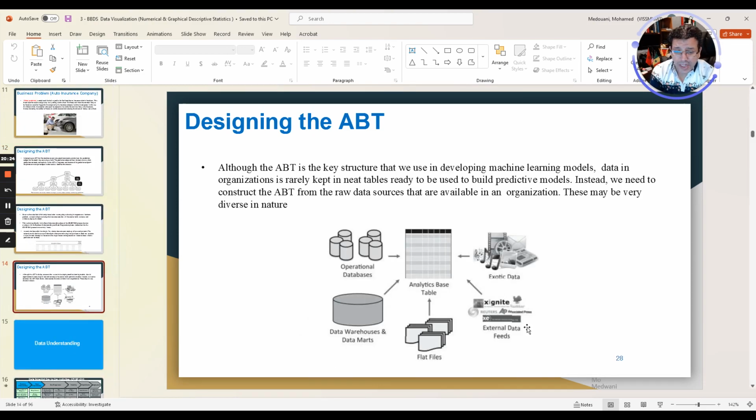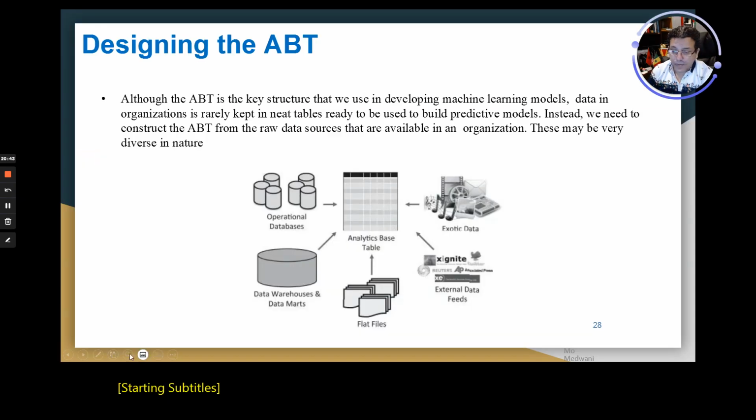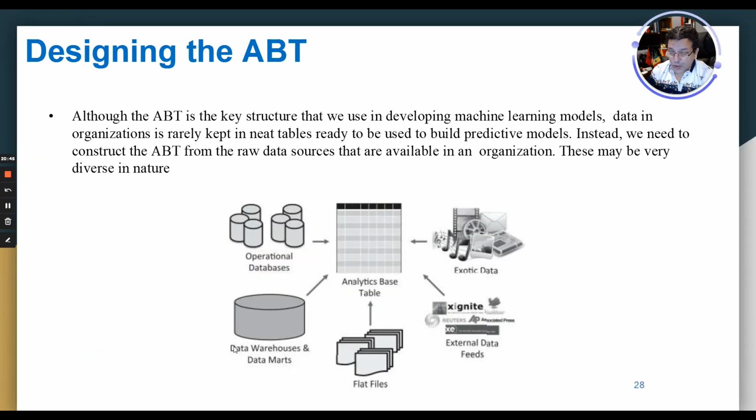And data could be anywhere. It could be in operational databases, in a data warehouse, in flat files, or in external data sources. It could be anywhere. The ABT is what you are going to use to collect the data from different sources and store it in a place, or in a format, where you are going to start using it. So this is the worst case scenario.